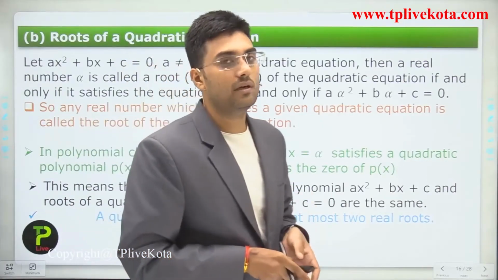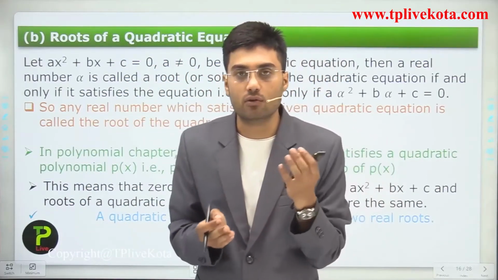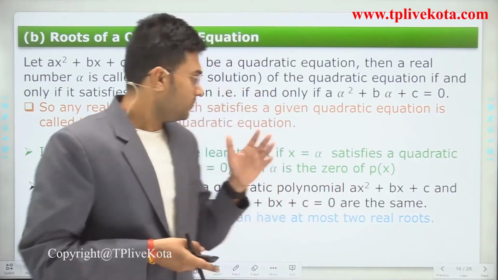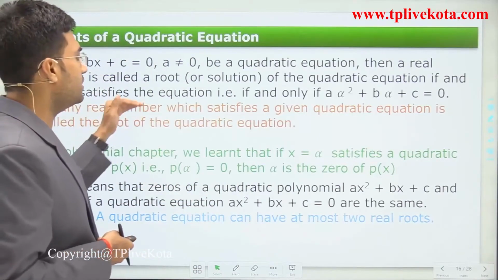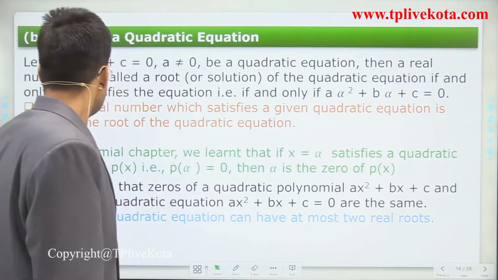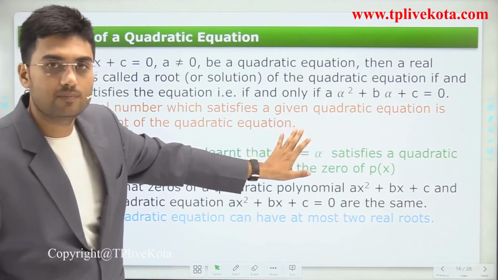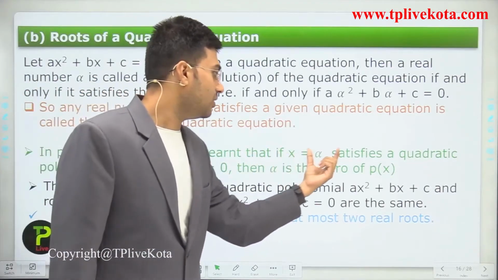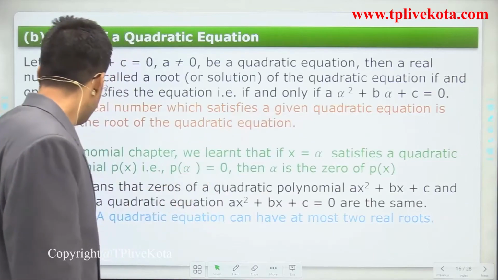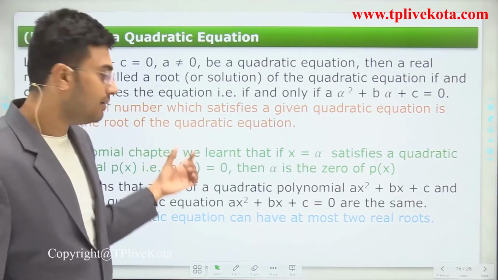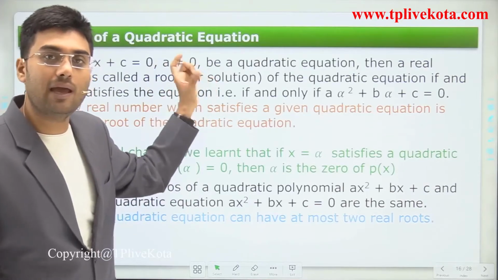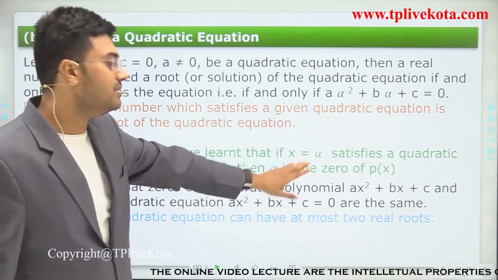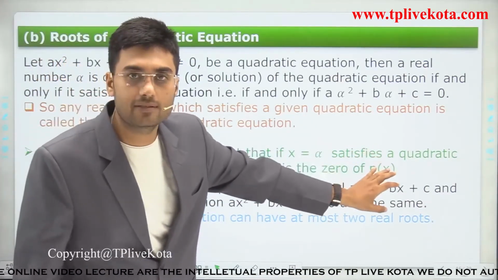Students, sometimes in the examination it is directly asked what the root of this equation or the solution of this equation is. Okay, so any real number which satisfies the given quadratic equation is called a root of the quadratic equation. Clear? Now in the polynomial chapter we learned that if x is equal to alpha satisfies the polynomial p(x), that means p(alpha) is the value of the polynomial at x equal to alpha. If p(alpha) equals 0, then alpha is a zero of the polynomial p(x). Clear?